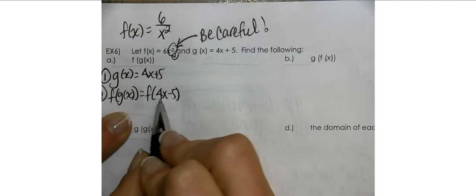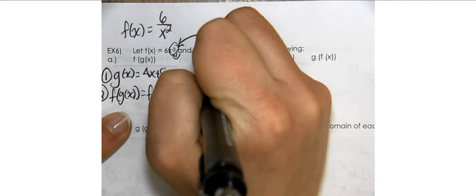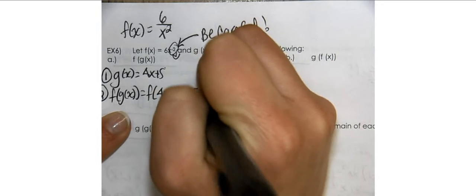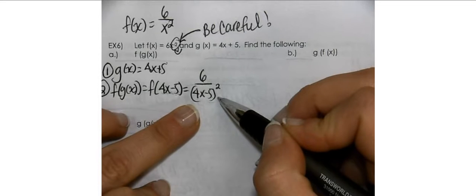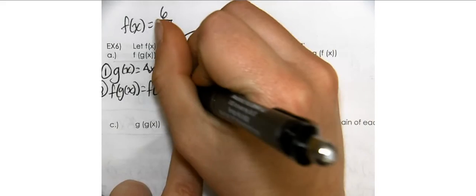So I'm going to write this as f of g of x is equal to f of 4x plus 5. I'm going to substitute 4x plus 5 into my f function. So that's going to be 6 over 4x plus 5 squared. Now, it's important that you have it written like this at some point, because this will help you to identify your domain.